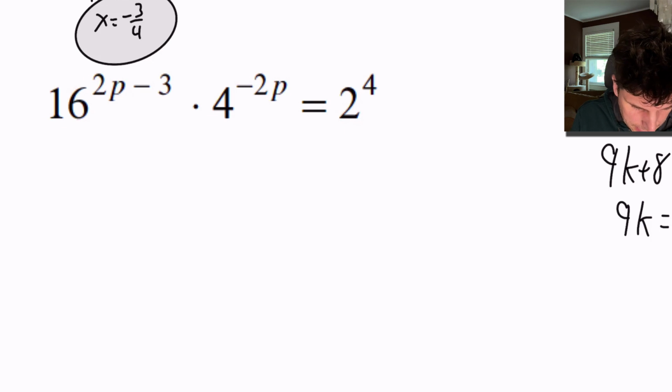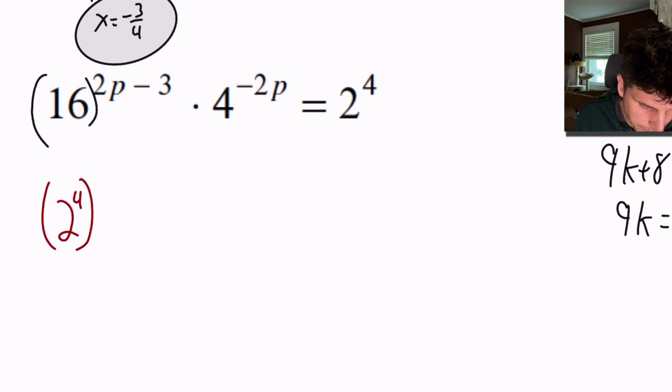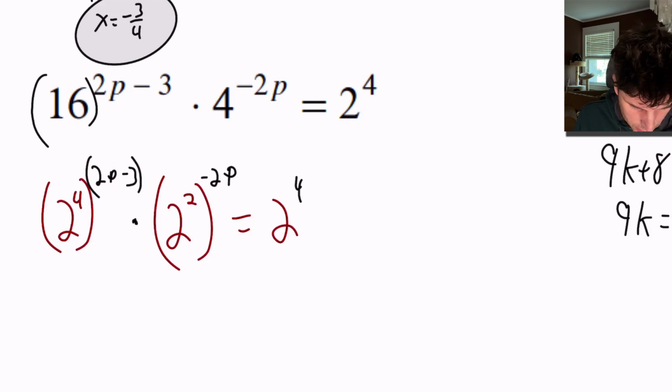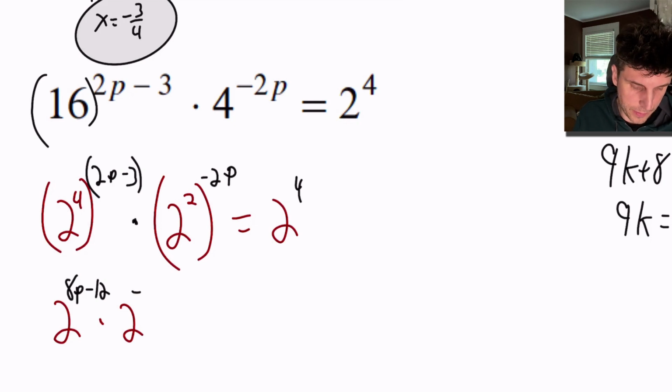So I'm going to take that 16 over here and replace it with 2 to the 4th power to the 2p minus 3 times 2 squared to the negative 2p equals 2 to the 4th. And then we're going to apply exponents. So we end up with 2 times 2 to the, and this one is going to be 8p minus 12. And the other one is going to be negative 4p.